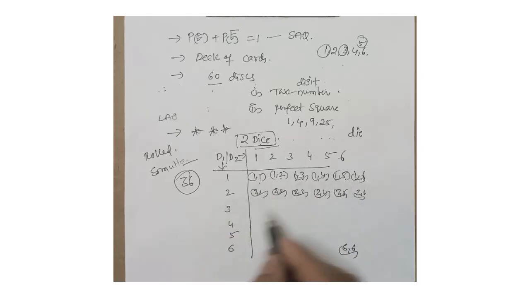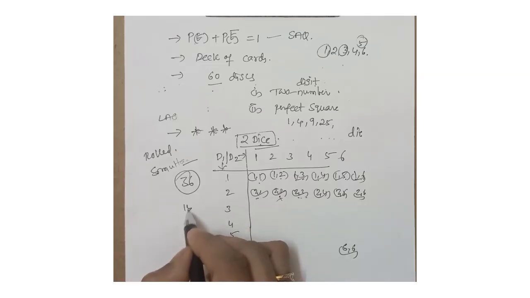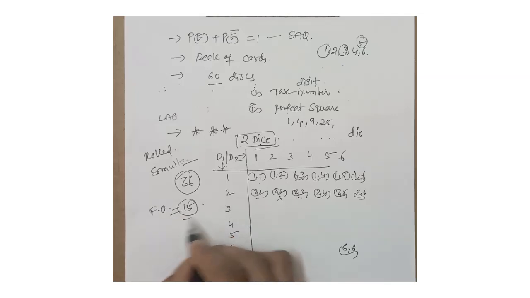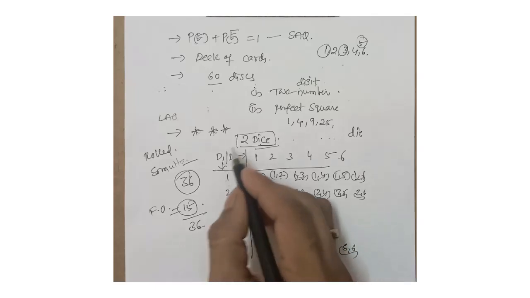Like that you have to consider from the second row. 2 comma 1 we can take, 2 comma 2, and we can't take 2 comma 3. Like this we have to consider all. I think we will get 15 outcomes. Favorable outcomes will be 15. Total outcomes will be 36. Based on this, we'll get problems in three ways.